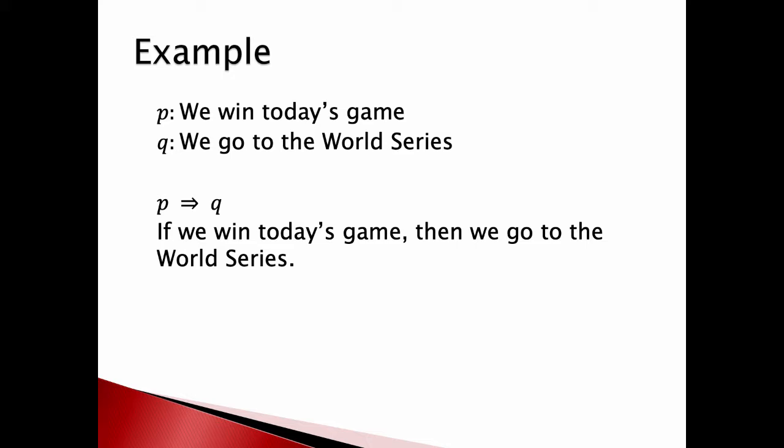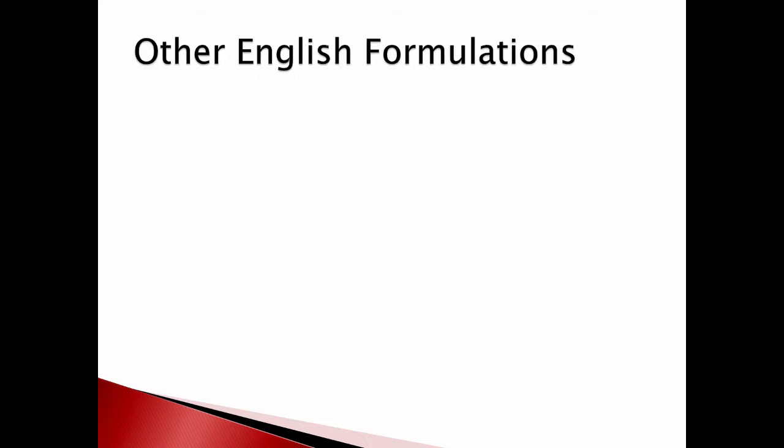You might say that lots of other ways in English, though. You can think of other ways you might say the same sentence, right? Well, you could say, just like we did before, if we win today's game, then we go to the World Series. You might say it as winning today's game implies that we go to the World Series, so on. So with P's and Q's, it would be like P implies Q.